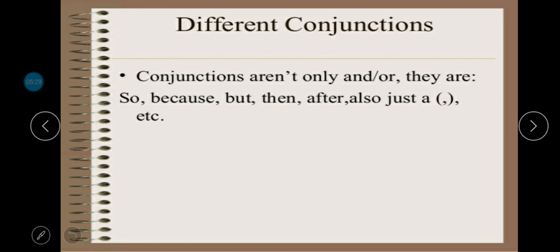So there are certain conjunctions which are used very often. Conjunctions aren't only and, or; they are so, because, but, then, after, also just a comma, etc. So these are all different types of conjunctions.